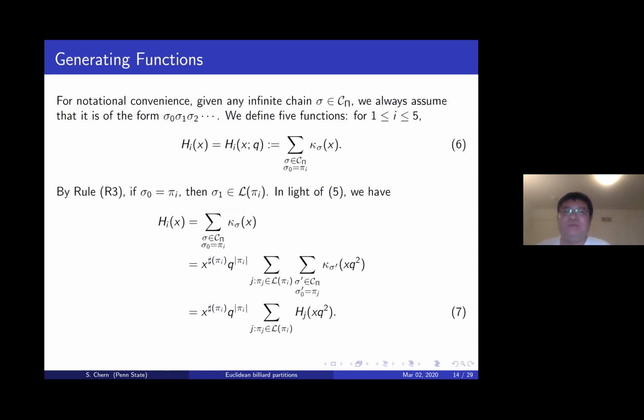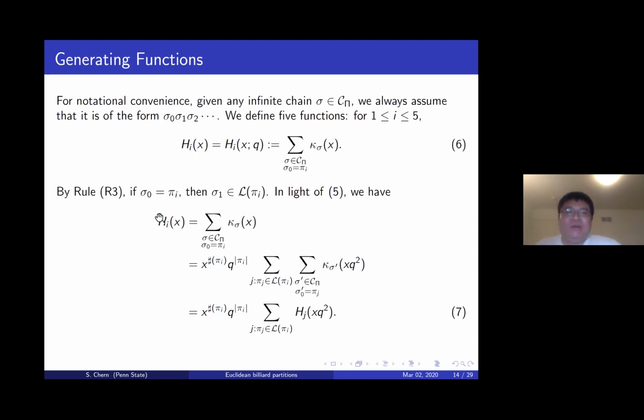And then we can define 5 functions h1 up to h5, and they are given by the sum of the counting functions for these infinite chains. So here, suppose we have h i, then all these infinite chains start with pi sub i. So for h1 of x, we sum all the counting functions for infinite chains that start with pi 1, and then for h2 we start with pi 2, etc.